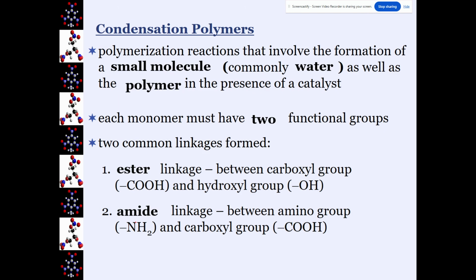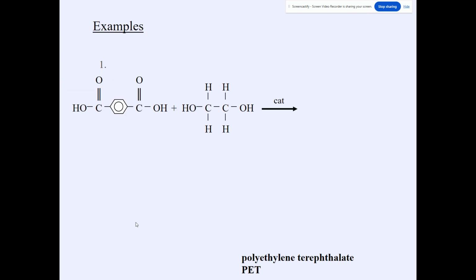Basically, you're treating it like a puzzle. You're removing water and putting the molecules together. Okay, so we'll start with our ester linkage. You will not be expected to name a molecule like this that has 2 acid functional groups, 2 carboxyl functional groups. But you could name this one. This is ethane-1,2-diol. Remember, we keep the E if it ends in diol. So this is ethane-1,2-diol. Okay? That's the only one you could name. You can't name this one because it has 2 carboxyl functional groups.